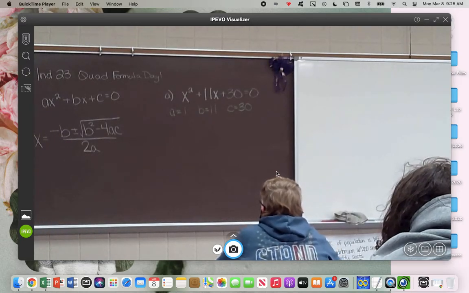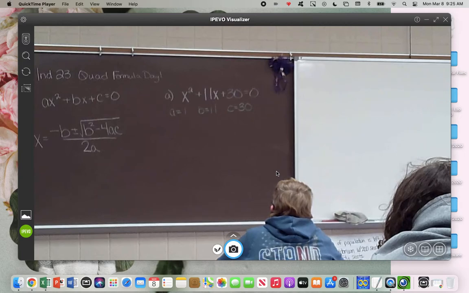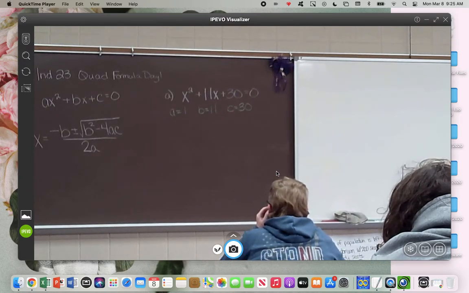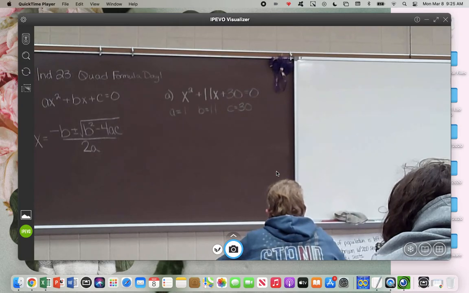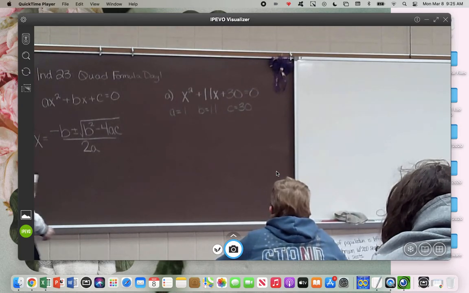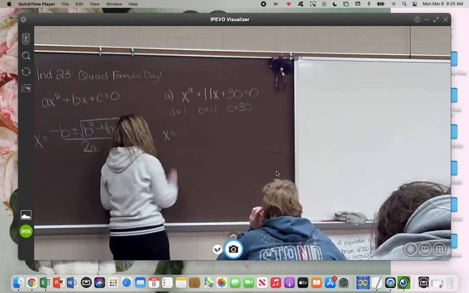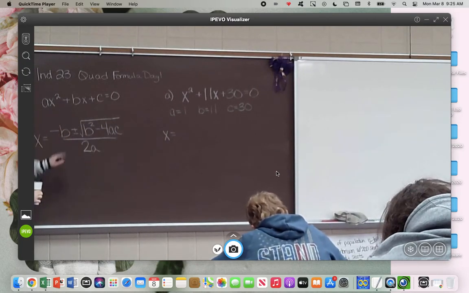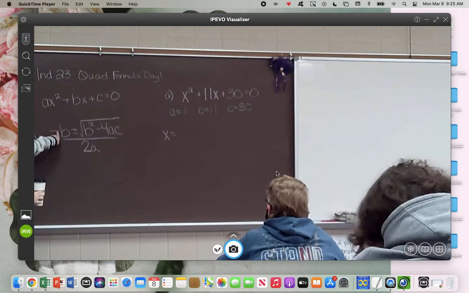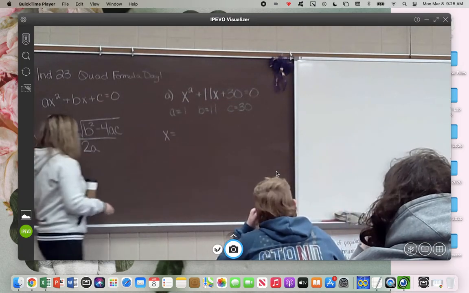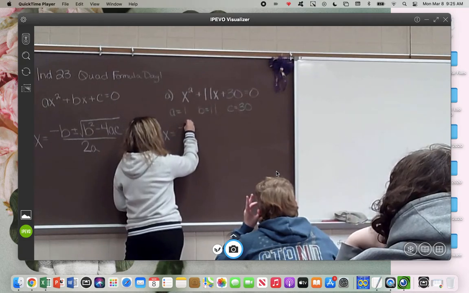All right, so once we know our values, we just plug them into the formula where we see them. Our whole point is we are solving for x, so we always want to start out with x equals. The formula says the opposite or negative b. So we have a negative sign, but what do we plug in for b?